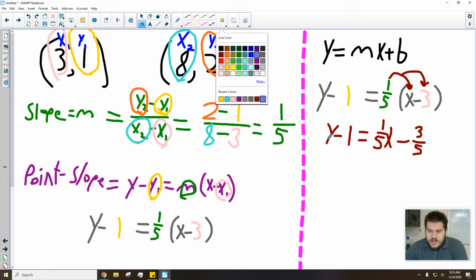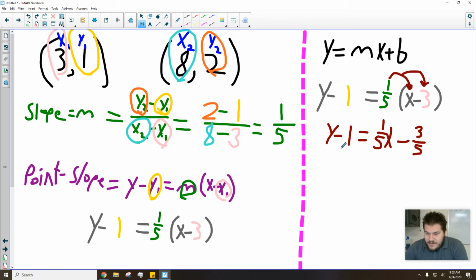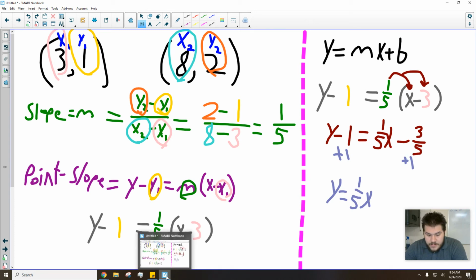I'll grab this one. So we want this y by itself, so I have to get rid of this minus 1. Now, again, we do the opposite. Sometimes you will have a positive here. So if you have minus 1, we have to add 1 to both sides. If you had a positive here, we'd subtract that number. So we'd have y equals 1 over 5x. Now here's something a little trickier. We have negative 3/5 plus 1.